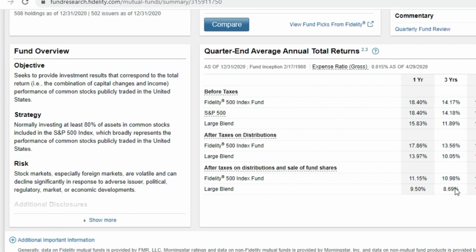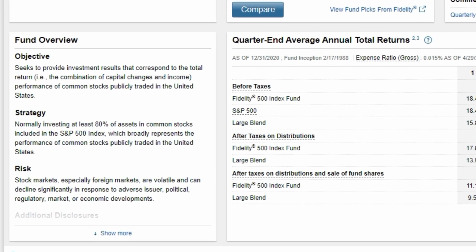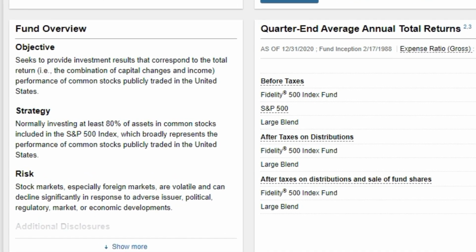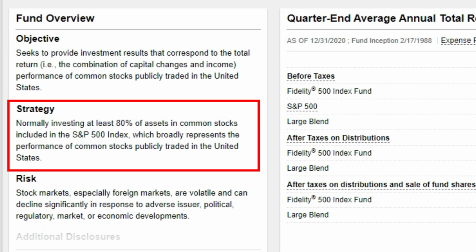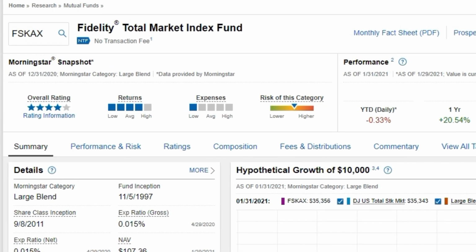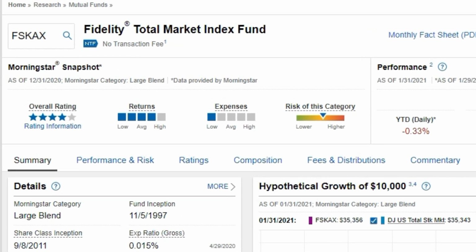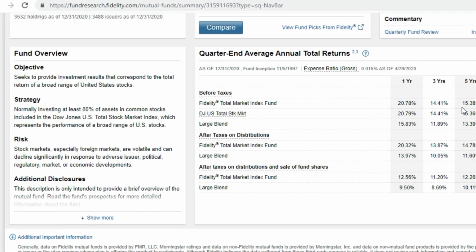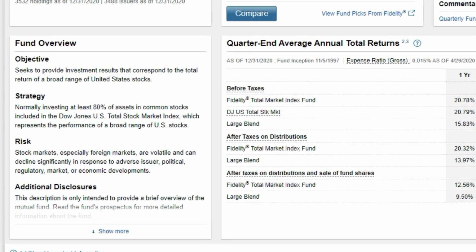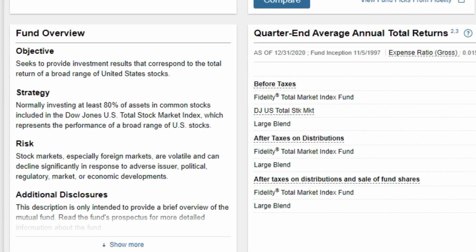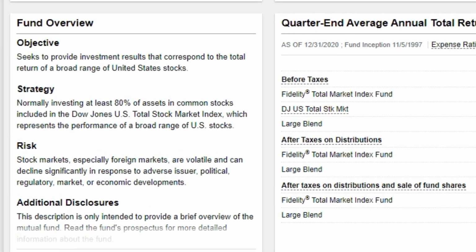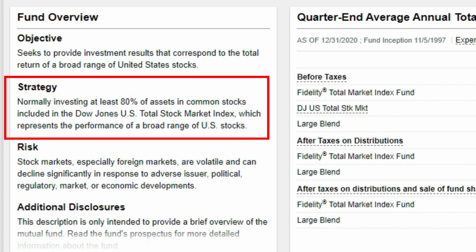This fund invests at least 80% of its assets in common stocks included in the S&P 500, which broadly represents the performance of common stocks publicly traded in the United States, specifically the top 500 companies in the United States. Next, we have the Fidelity Total Market Index Fund. Ticker symbol is FSKAX. This fund invests at least 80% of its assets in common stocks included in the Dow Jones US Total Stock Market Index, which represents the performance of a broad range, really the entire stock market, both large cap stocks, mid cap stocks, and small cap stocks.